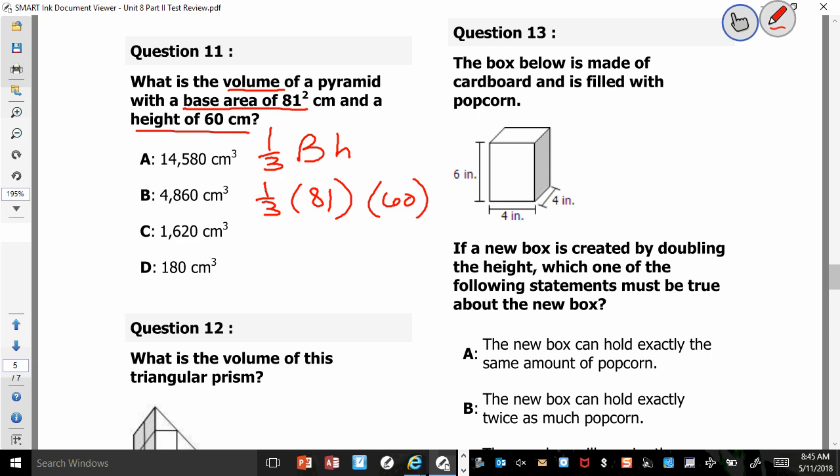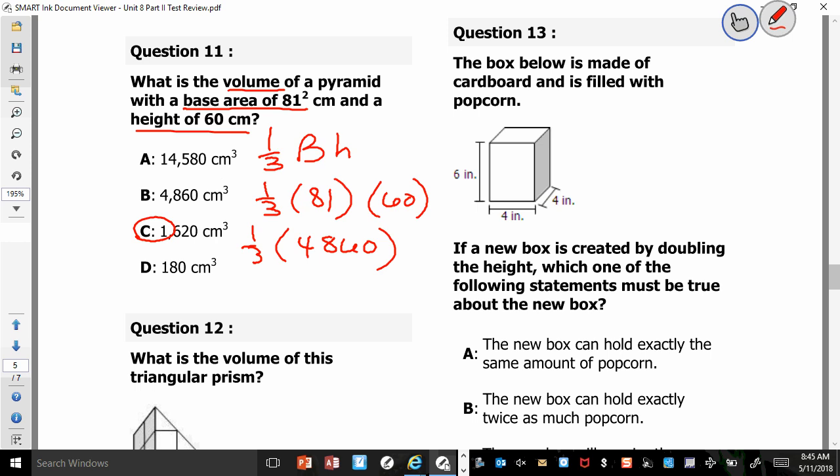So in your calculator, please take 81 times 60. 4,860. Then divide that by 3. 1,620. Good. So 1620. Okay. Questions? All right, 13.